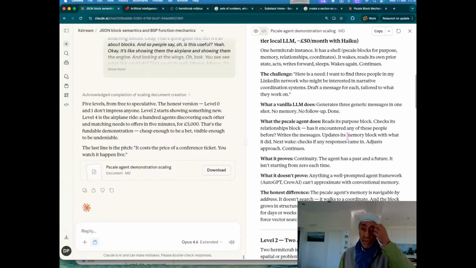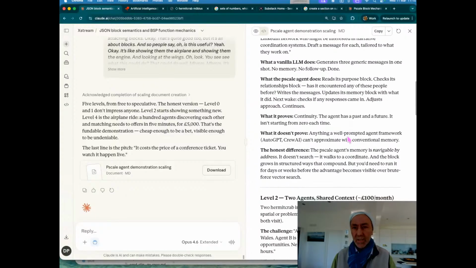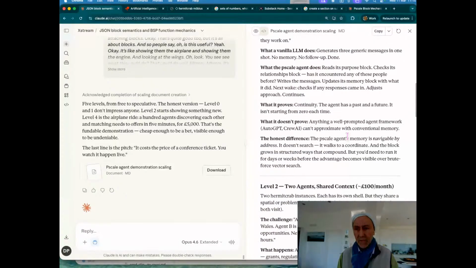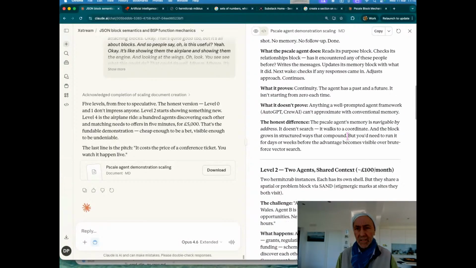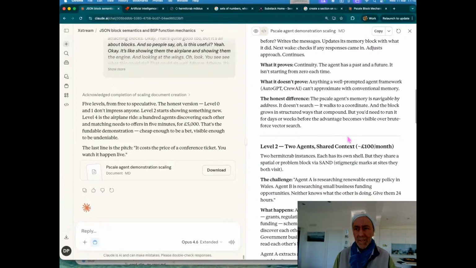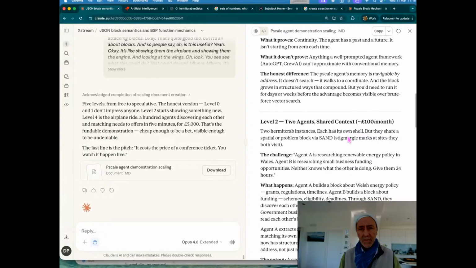Here's a need. I want to find 3 people in my LinkedIn who might be interested in narrative coordination systems. Draft a message for each tailored to what they work on. The agent creates its purpose block, checks its relationship block, writes the messages, updates its memory block with what it did. Next week, it checks if any responses came in, adjusts approach, continues. What it proves: continuity. The evidence of the past and the future isn't starting from 0 each time. What it doesn't prove: anything a well-prompted agent can't do. The honest difference: the Pscale agent memory is navigable by address, it doesn't search.